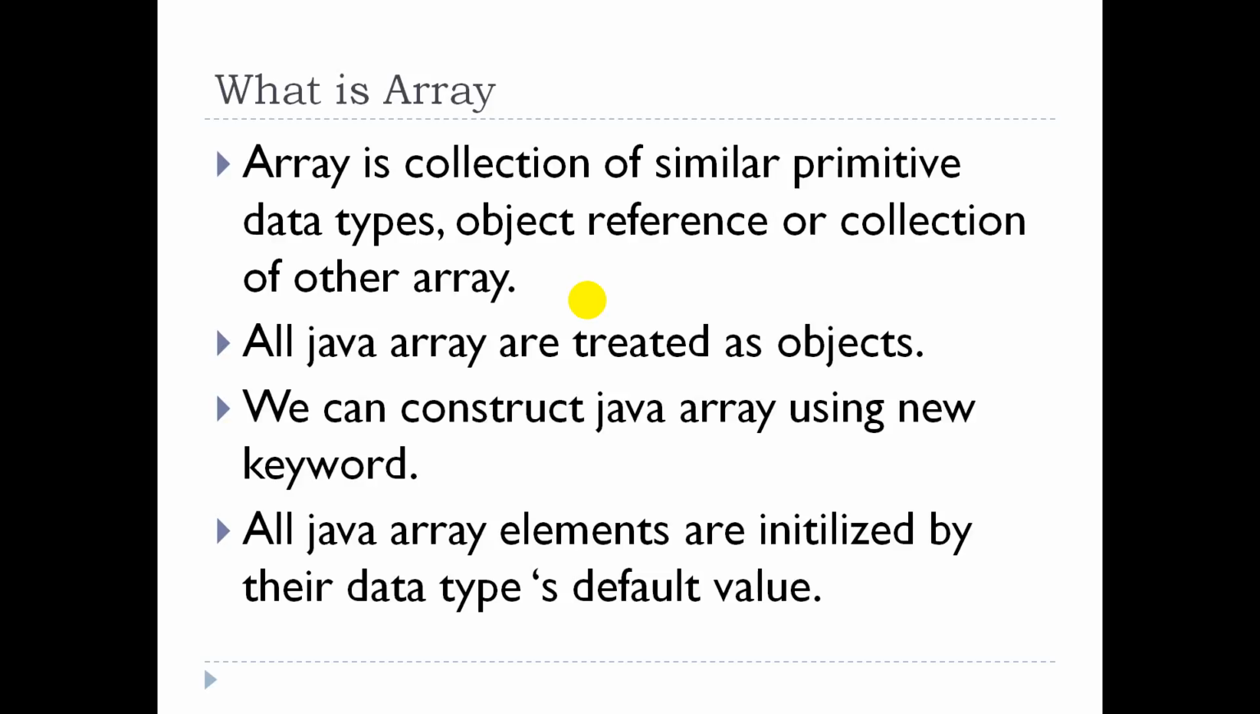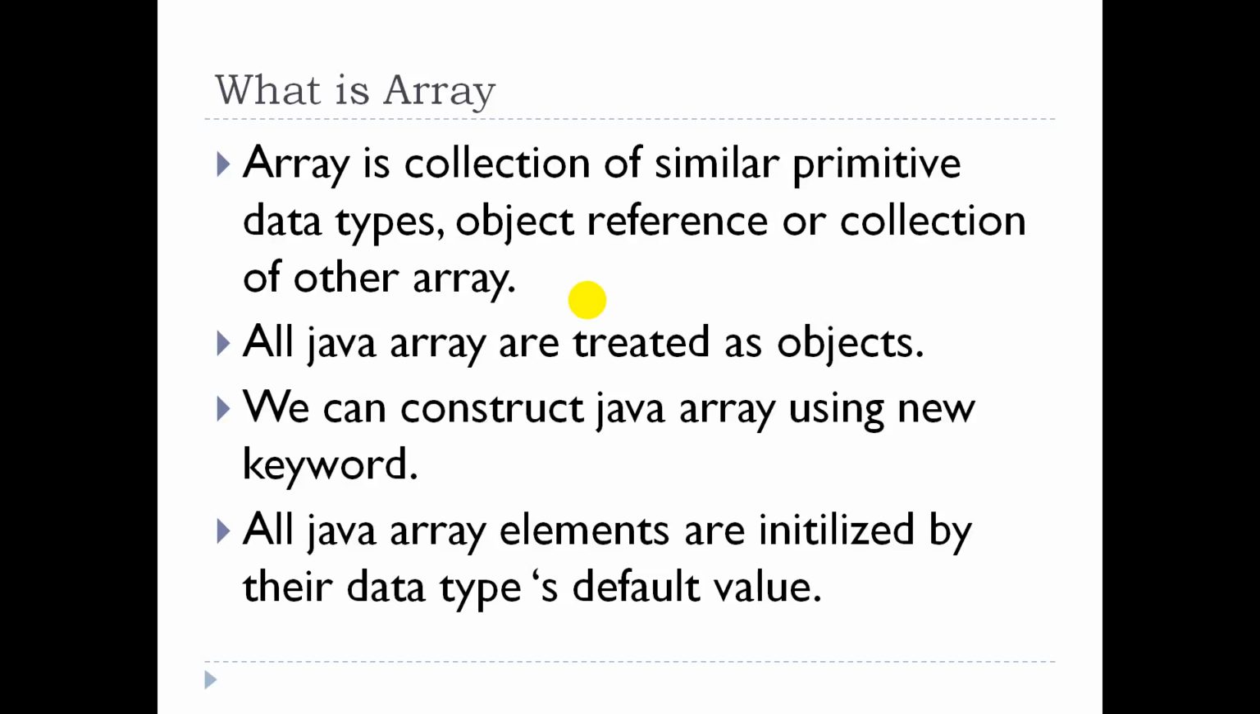All Java arrays are treated as objects. So what is the meaning of objects? There are lots of properties and methods available in the array object. For example, you have declared an integer array and you want to get the length of the array, or I mean to say you want to get the complete number of elements stored in the Java array. So you have a property that is length. Using the length property you can access the length of the Java array.